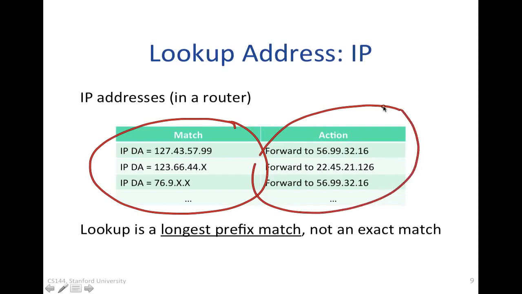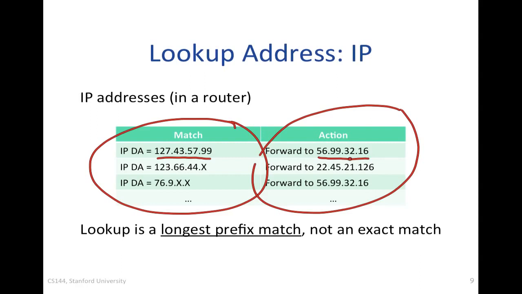So for example, if we had a match on this IP destination address, this one here, and this is a specific IP destination address, 127.43.57.99, so that'll be a 32-bit address. We're going to forward it to this IP address. So this is actually the IP address of the interface of the next router that we're going to.